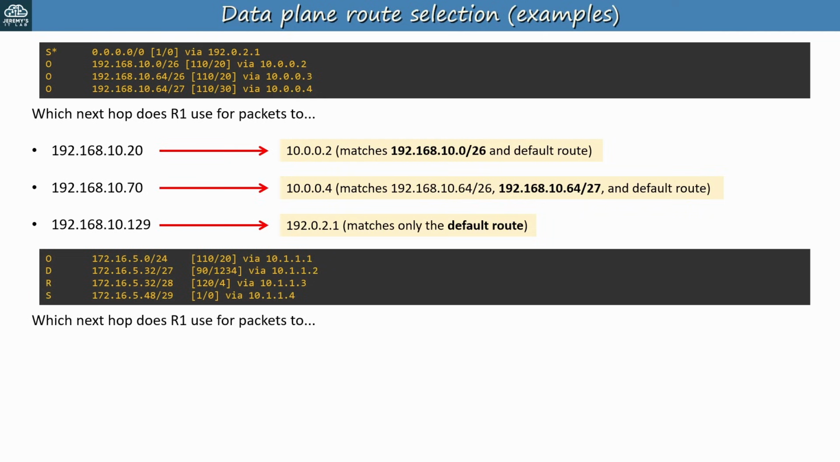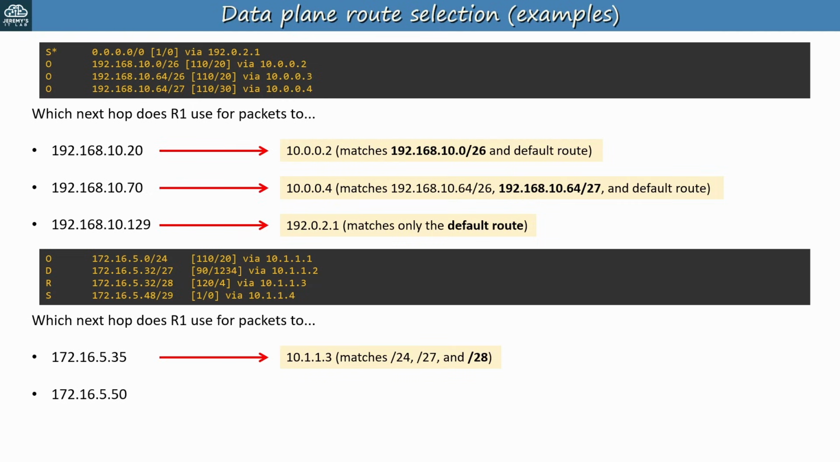Okay, let's do a few more with a new set of routes. 4 routes from different routing protocols, but don't be fooled by the different ADs and metrics. First up, which next hop will be used for packets destined for 172.16.5.35? Pause the video to think about the answer. This address matches 3 routes, the /24, /27, and /28 routes, so it selects the most specific of the 3, the /28 route.